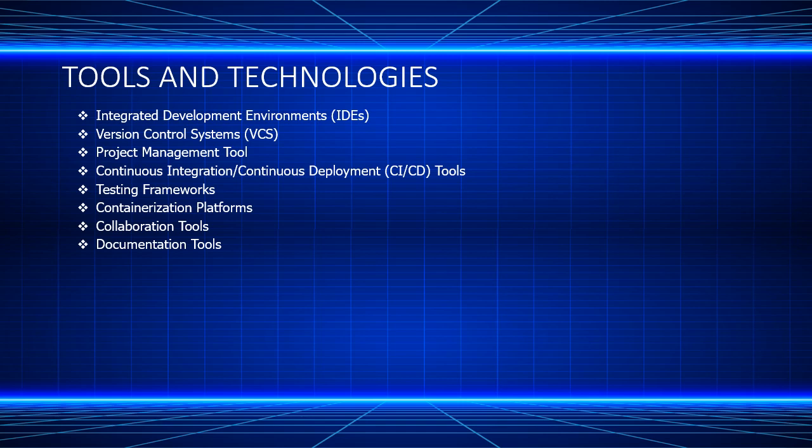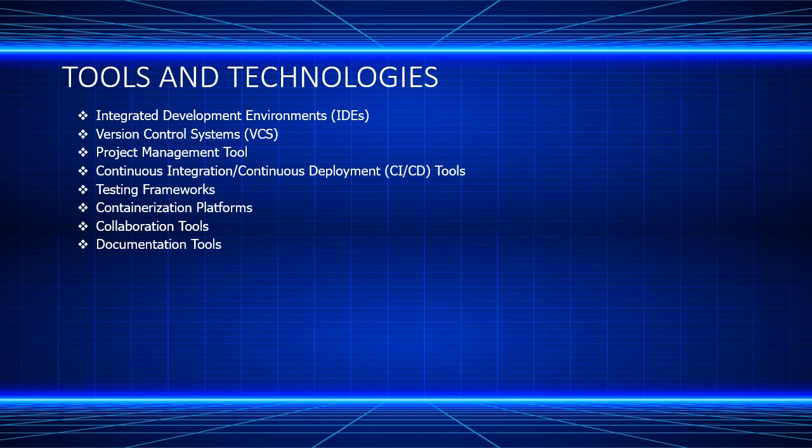Here are some key categories along with examples within each. Integrated Development Environments, IDEs. Examples: Visual Studio, IntelliJ IDEA, Eclipse. IDEs offer comprehensive development environments equipped with features like code editing, debugging, version control integration, and build automation, enhancing developer productivity and efficiency. Version Control Systems, VCS. Examples: Git and Mercurial. VCS enables developers to track changes to source code, collaborate on projects, and manage code repositories efficiently, ensuring version control and facilitating seamless collaboration.